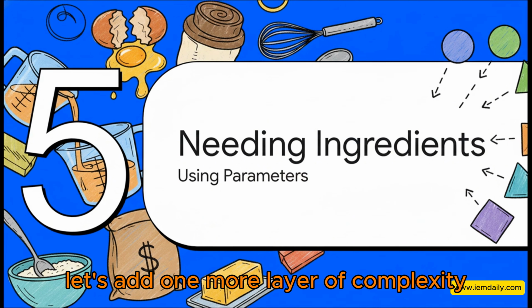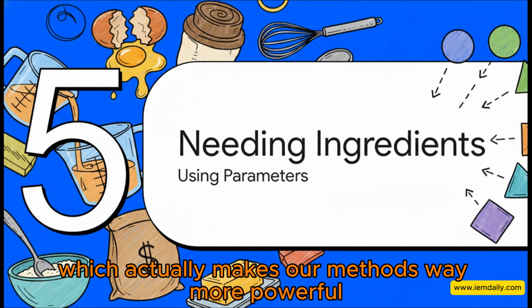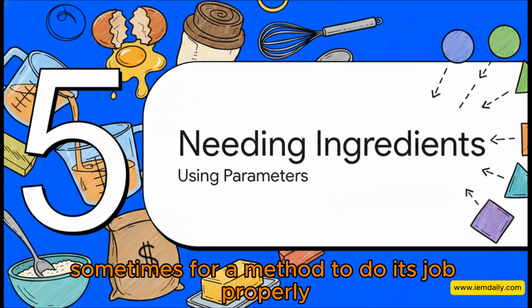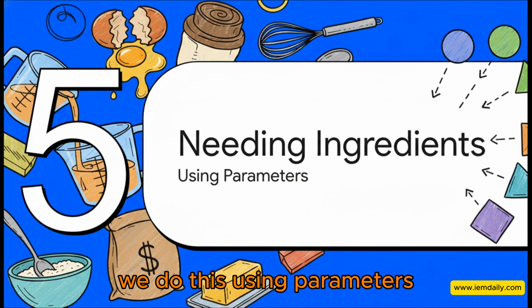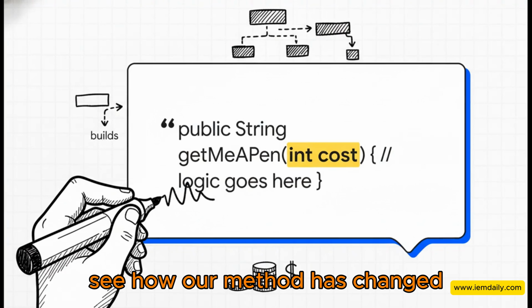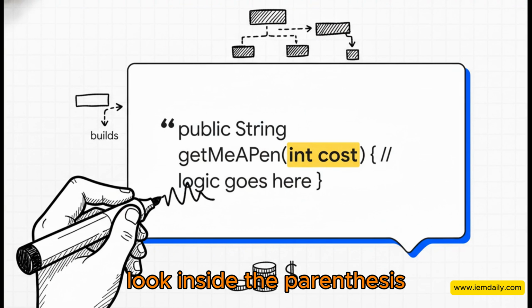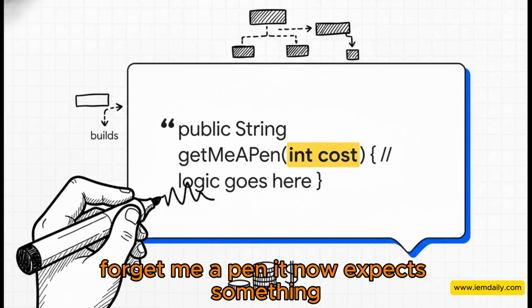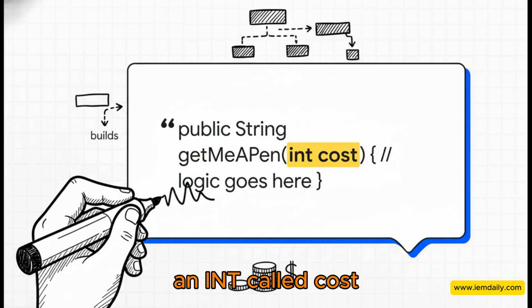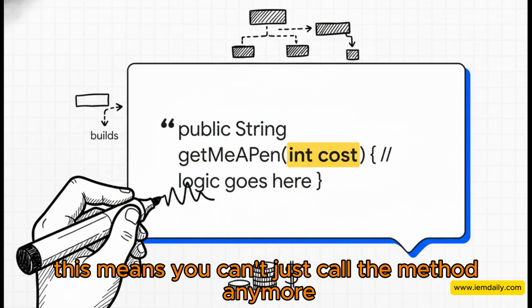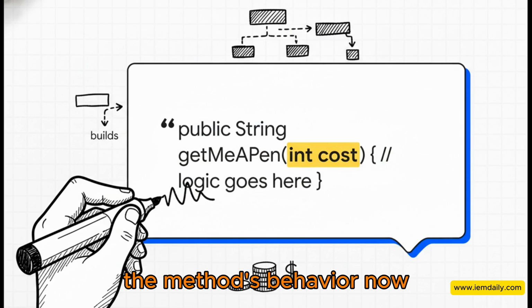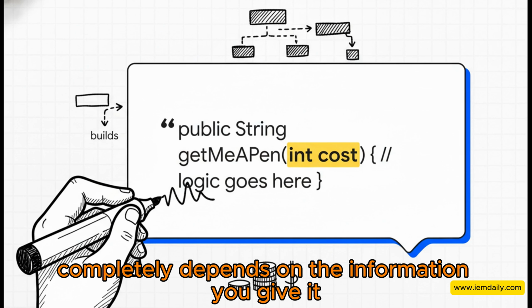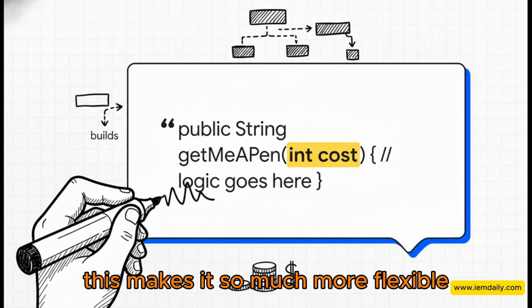Let's add one more layer of complexity, which actually makes our methods way more powerful. Sometimes, for a method to do its job properly, we need to give it some info to start with, those ingredients we talked about. We do this using parameters. See how our method has changed? Look inside the parentheses for getMeAPen. It now expects something, an int called cost. This means you can't just call the method anymore. You have to give it an integer when you call it. The method's behavior now completely depends on the information you give it. This makes it so much more flexible.